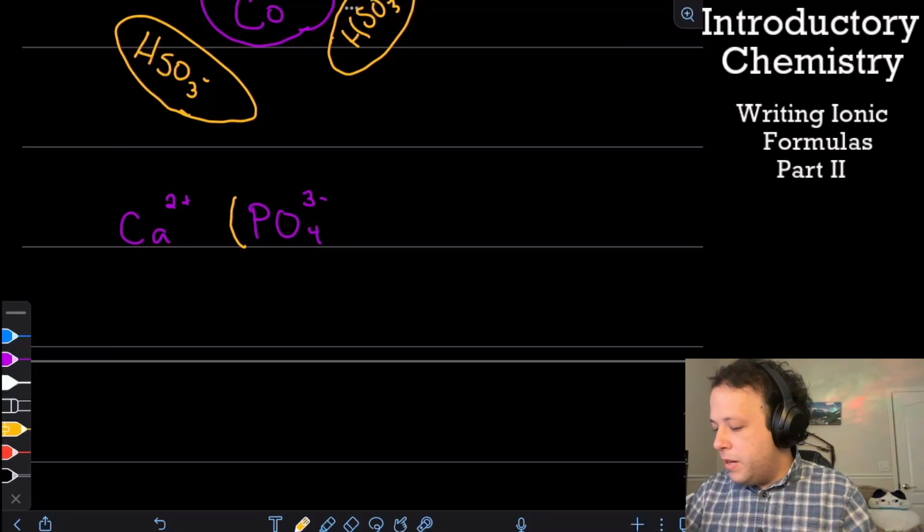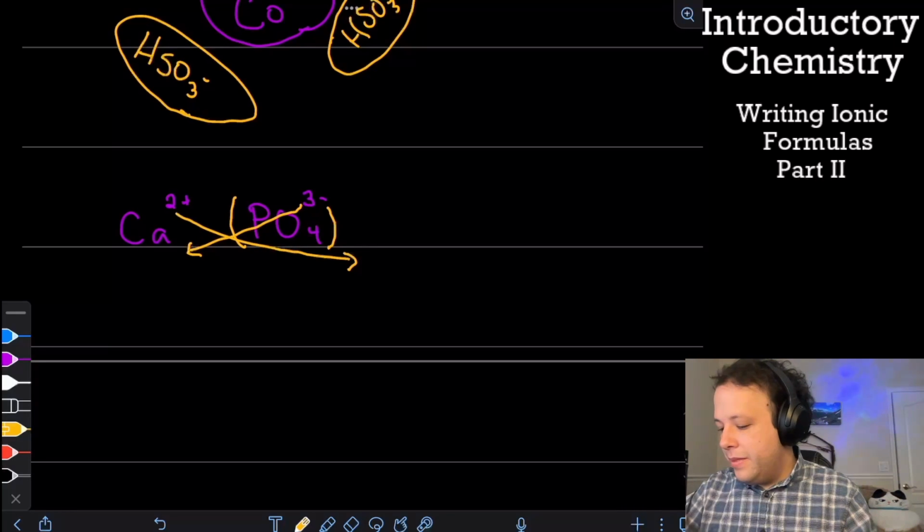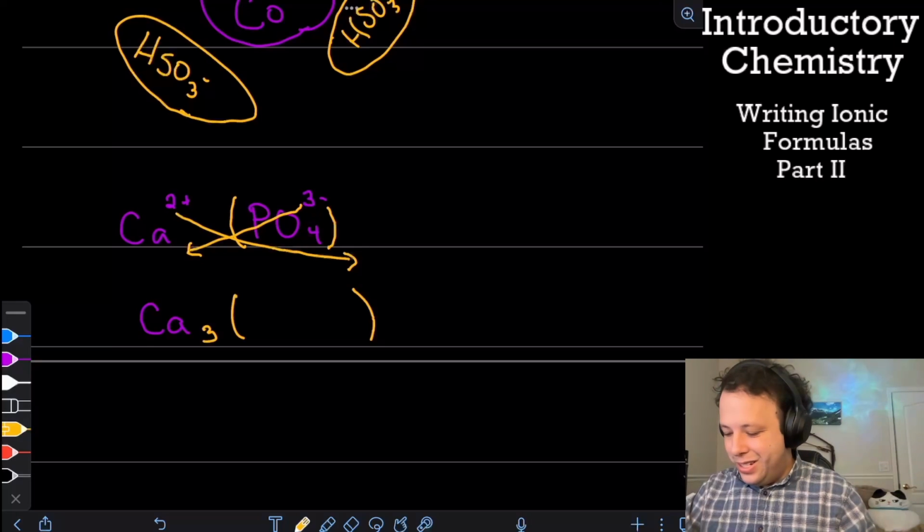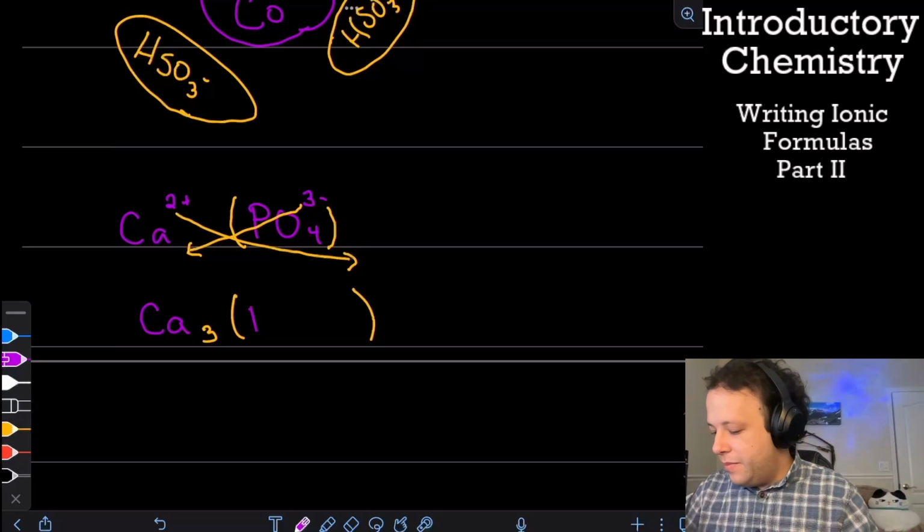We're going to write our parentheses around PO4. The number is going to come down. We'll swap drop it. So what is that going to make? Well, the calcium had the 3 value come towards it, and now the phosphate will have 2 come next to it. So we'll write that as our 2.